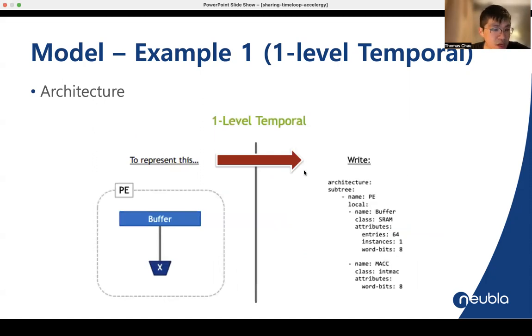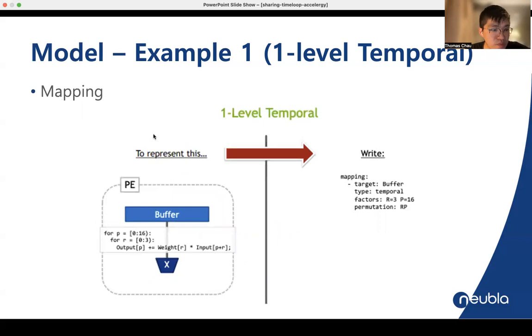Then we need to describe the architecture as well. Timeloop employs a hierarchical tree-like representation as shown in the YAML file here. For instance, PE is described as a node in the subtree. Within a PE, there's a buffer implemented as SRAM with multiple entries. There's also a MAC unit with 8-bit words. In order to represent mapping as well, another YAML file describes the data movement between the buffer and the MAC unit.